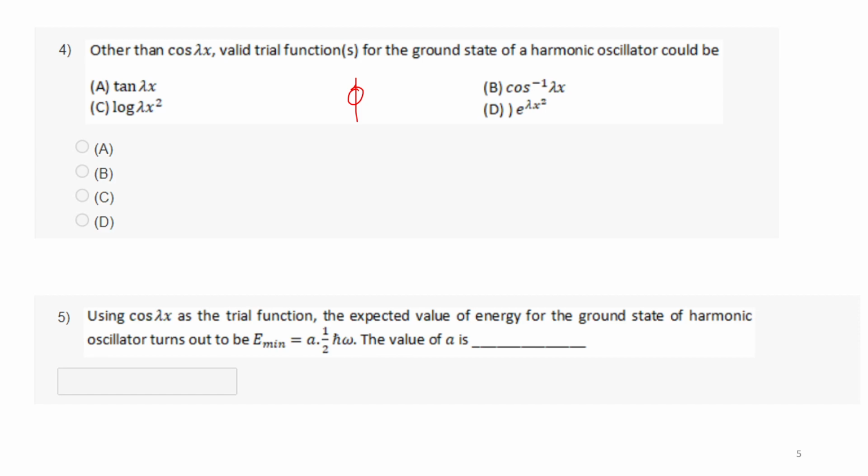In the next assignment, which we are supposed to submit tomorrow, the same question is there without the trial function. Is it so? Yes, it says using a trial function, and the rest is exactly the same. The expected value of the ground state is this, and the value of A is this much.